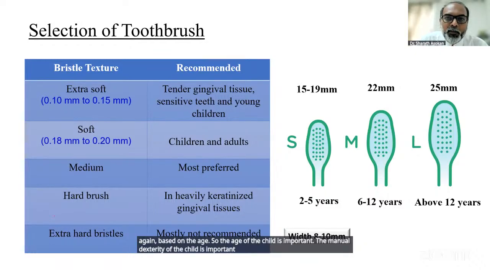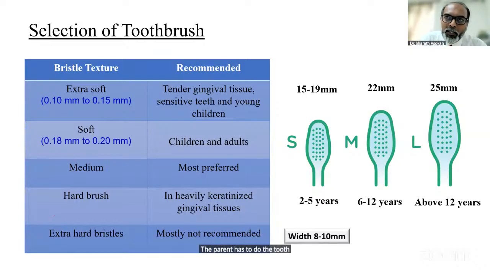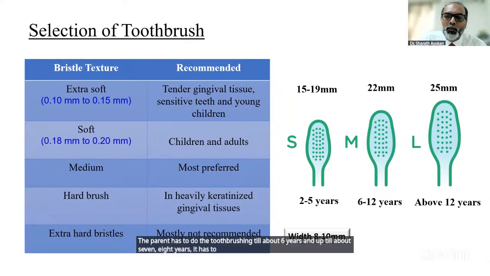Till about 6 years of age, the child will not have complete manual dexterity. So the parent has to do the toothbrushing till about 6 years, and up till about 7 or 8 years it has to still be supervised toothbrushing. So toothbrushing should be done under supervision till about 7 to 8 years, till they get complete manual dexterity.